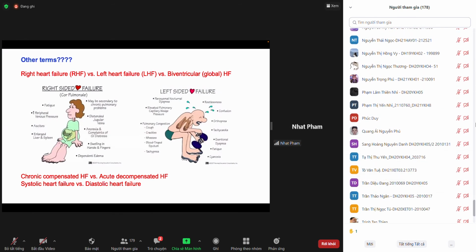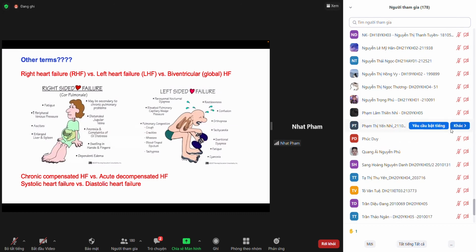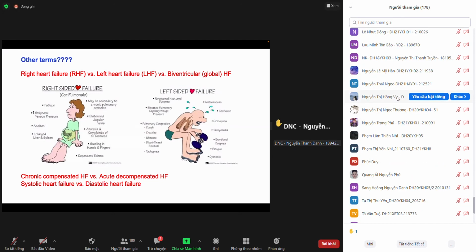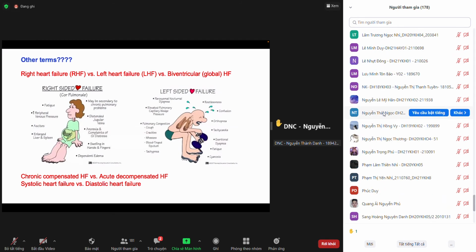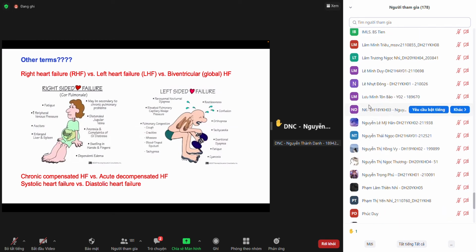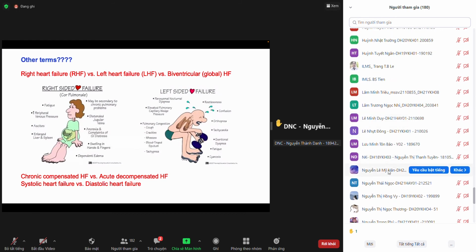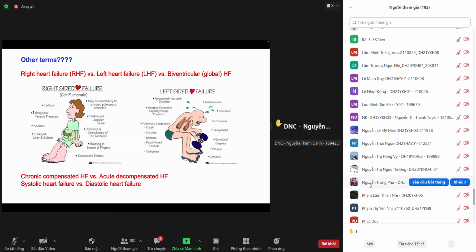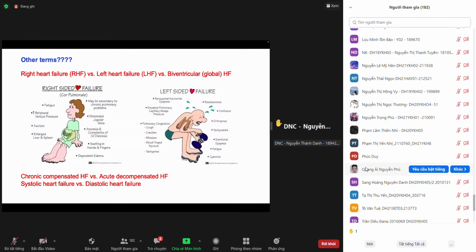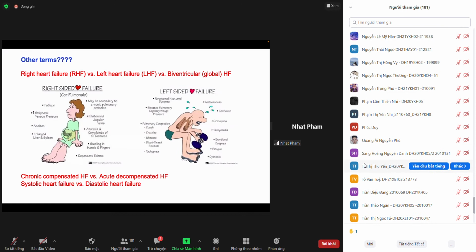Yeah, in English because I do not know Vietnamese. Right heart failure is when the right atrium and right ventricle. Bạn nói Việt cũng được.